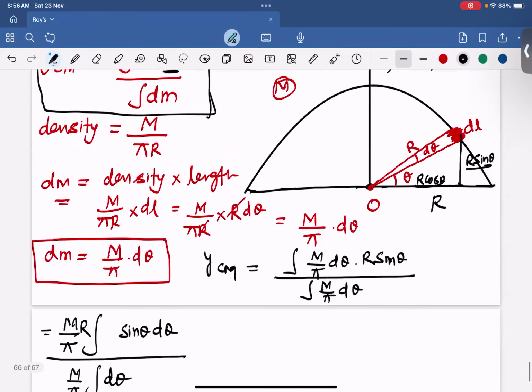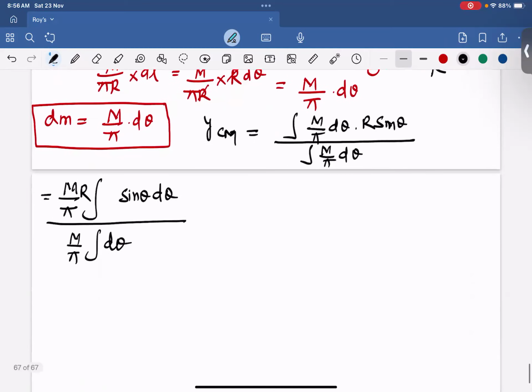If you see the diagram, theta starts from this end, so it should go up to this end. That means from 0 to 180 degrees. That should be the limit of integration. So I am writing 0 to pi here, and here also 0 to pi. M by pi I am cancelling.